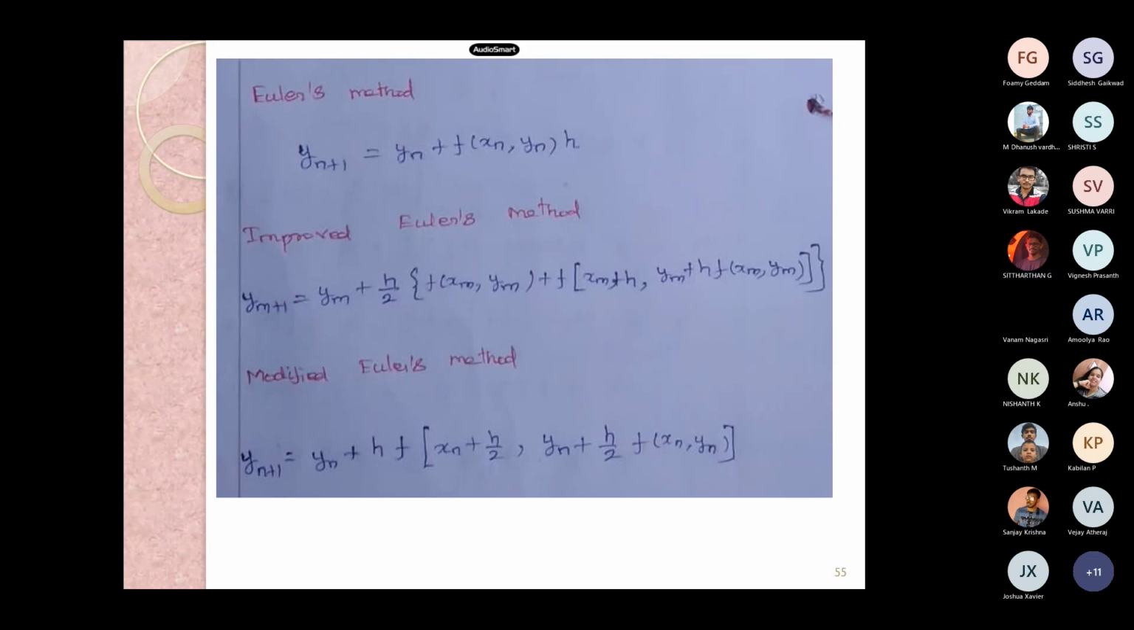Euler's method: y(n+1) = yn + f(xn, yn)·h, and the improved Euler method has a different formula: y(m+1) = ym + h/2 · [f(xm, ym) + f(xm + h, ym + h·f(xm, ym))]. And the modified Euler method has y(n+1) = yn + h·f(xn + h/2, yn + h/2·f(xn, yn)).